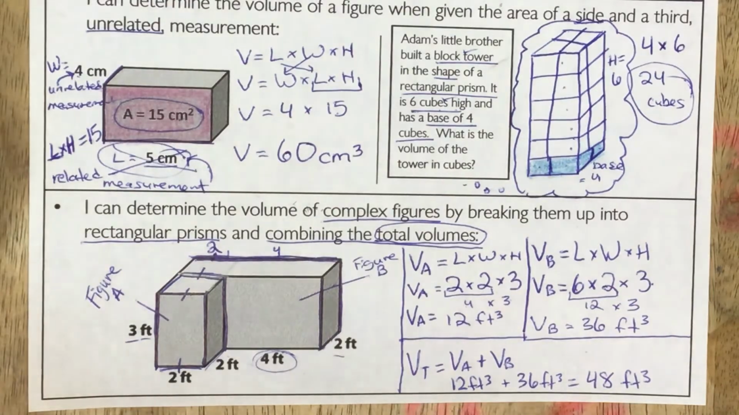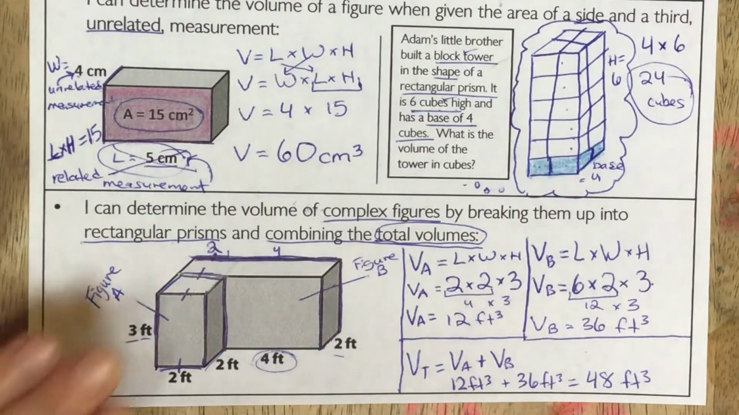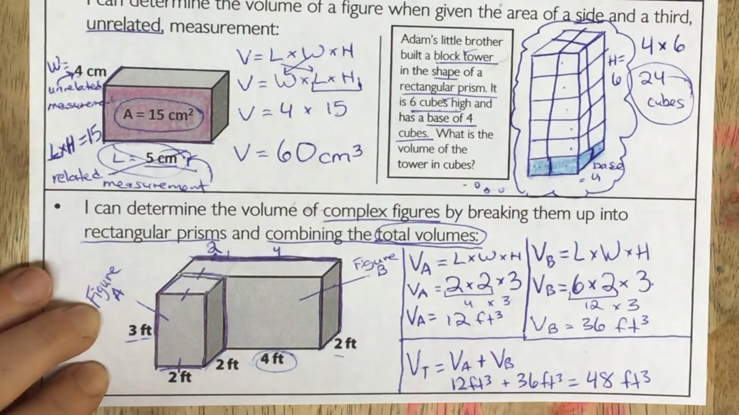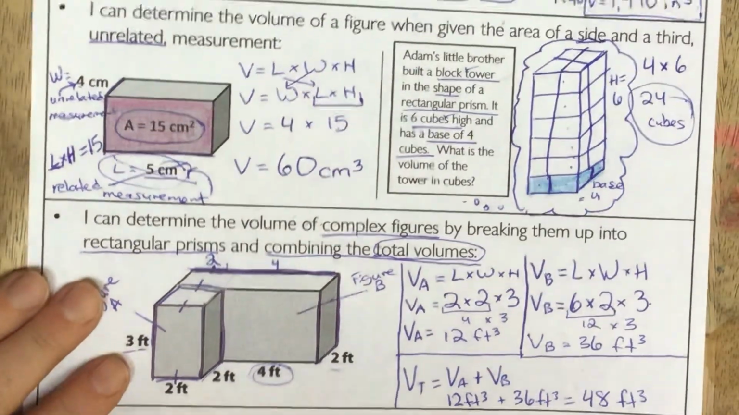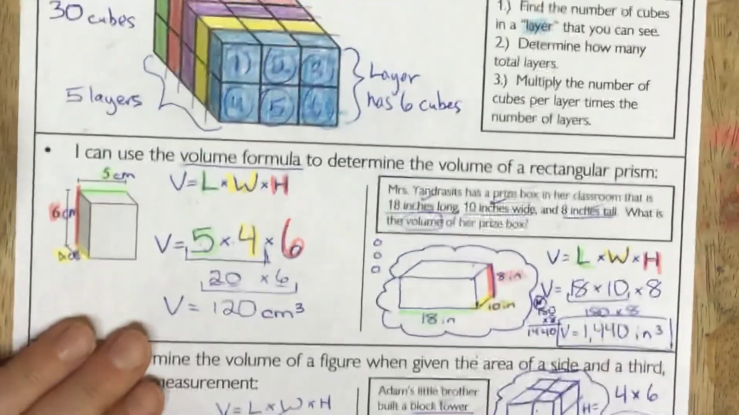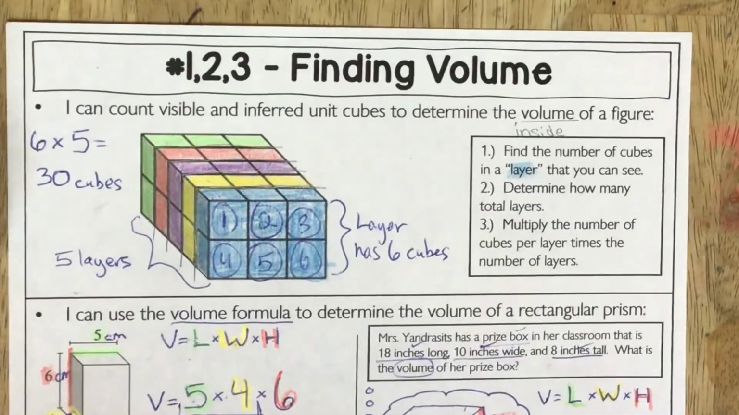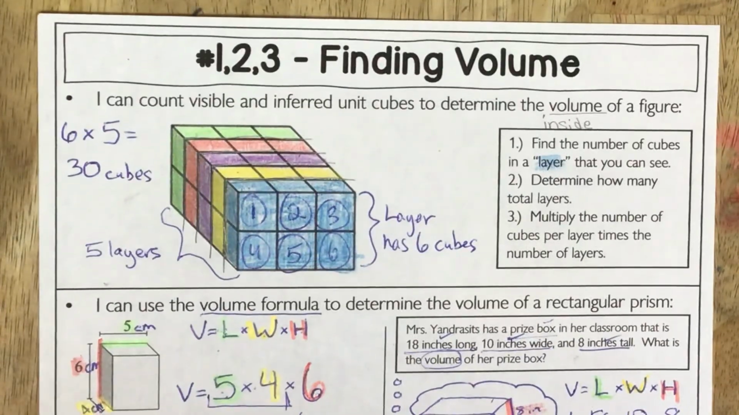These are the skills in finding the volume of rectangular prisms or complex figures. If you need to re-watch any part of this, you can always start over and fast forward or rewind to where you need to be. Please have your notes out while you're working through our activities. Good luck.